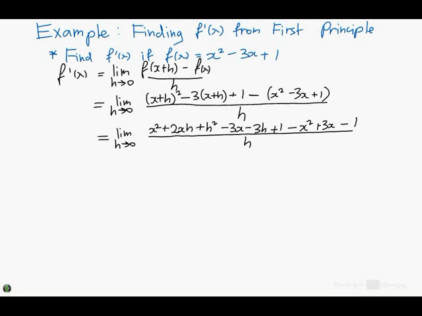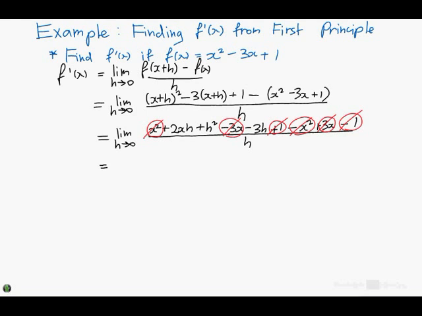Okay, time to circle some stuff and cancel. You'll see on this line that there's x squared and minus x squared. There's minus 3x and 3x. There's minus 1 and there is a 1. All of these cancel out. Very good. Now what you'll notice is that all the terms that are left in the numerator all contain h. If that's not the case, you've done something wrong.